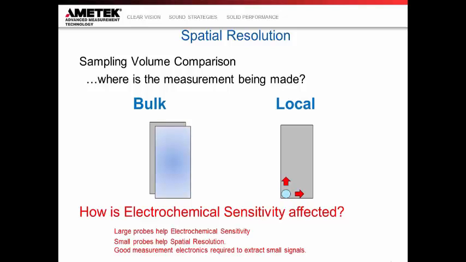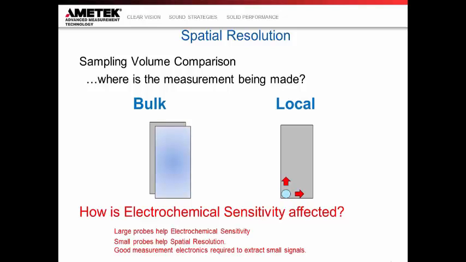And I think we can think about this as the little blue dot on the local window over there. As I start making smaller and smaller probes, that blue circle gets smaller and smaller. And so what that does is it increases my spatial resolution, but it hurts my electrochemical sensitivity. And so what we're going to discuss today also is the role that good measurement electronics play in extracting small signals. And that's going to help me get a high spatial resolution with a good electrochemical sensitivity.